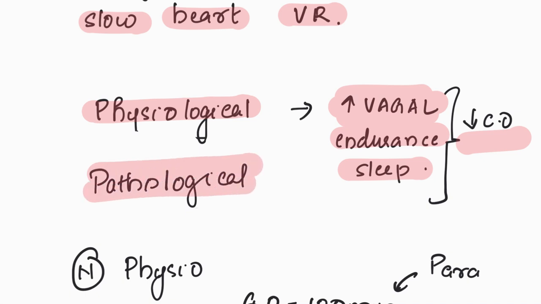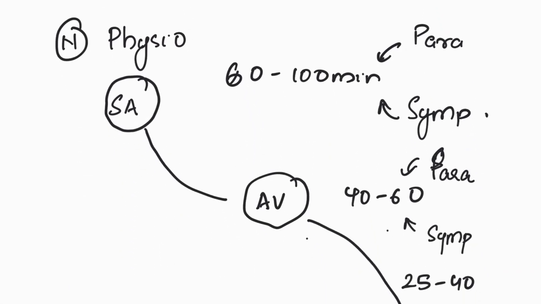So, what is the normal physiology of the cardiac pacemaker? We know that the normal pacemaker of the heart is the sinoatrial node. The sinoatrial node has an intrinsic rhythm of 60 to 100 beats per minute, and it is under the control of the sympathetic and the parasympathetic system. The sympathetic system increases the rate and the parasympathetic system tries to decrease the rate, and also there are a lot of other drugs which act on the sinoatrial node.